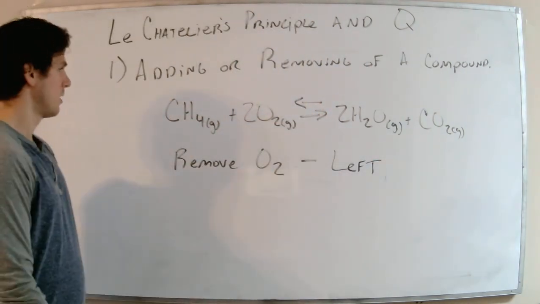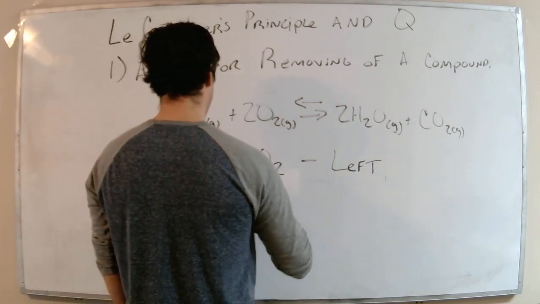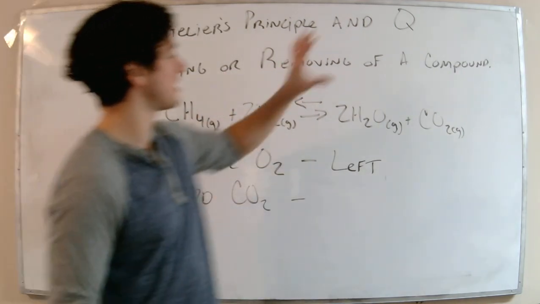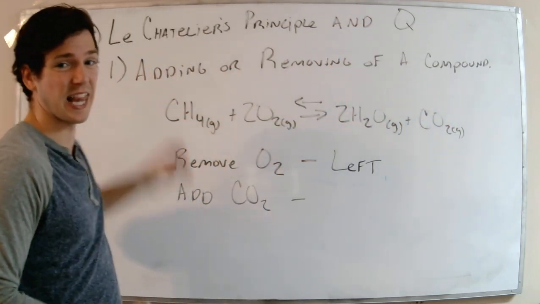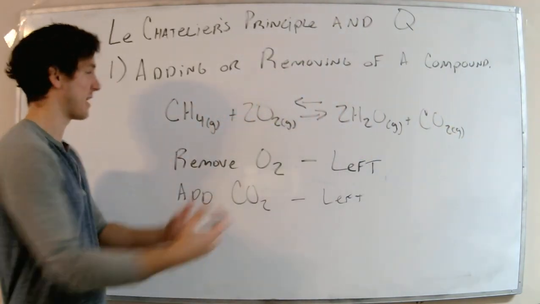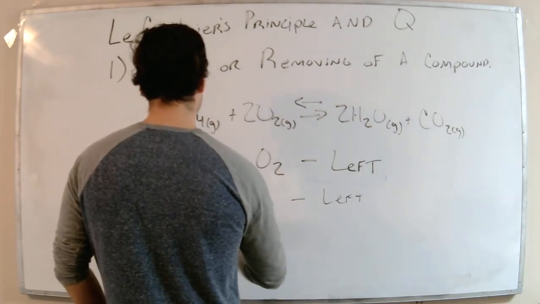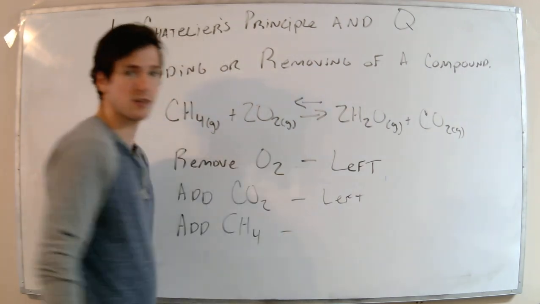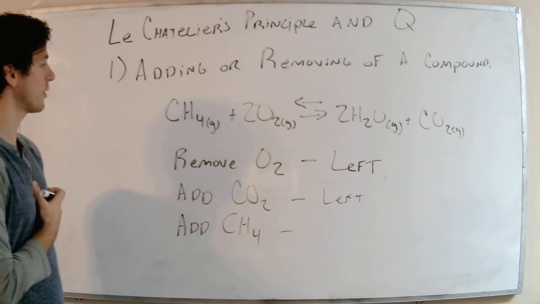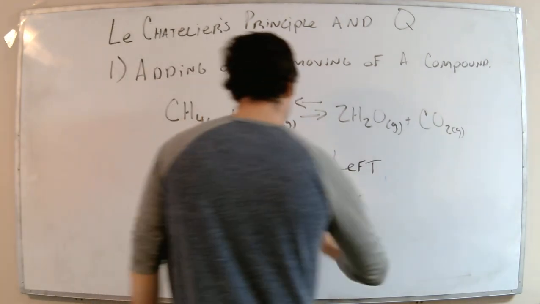Okay. Let's say that I want to add some CO2. Now I'm adding carbon dioxide. If I add carbon dioxide to this side, it's going to shift left. It's going to want to make more reactants. Too much CO2, I don't like that. Let's go left and make more reactants. Let's say I add CH4. If I add some CH4, what's going to happen? It's going to shift right. I'm adding more reactants, so it's going to want to make some more products.